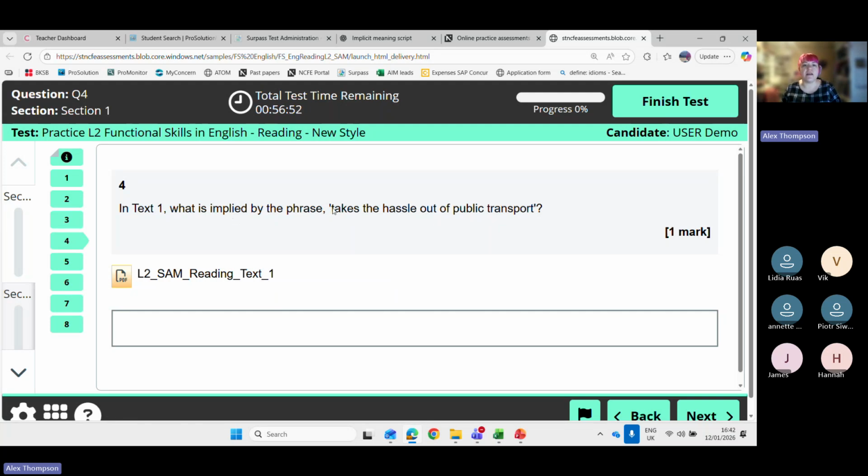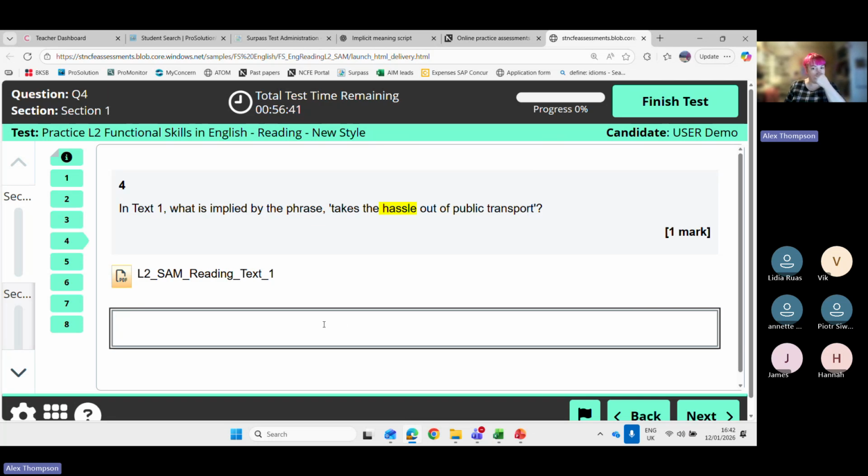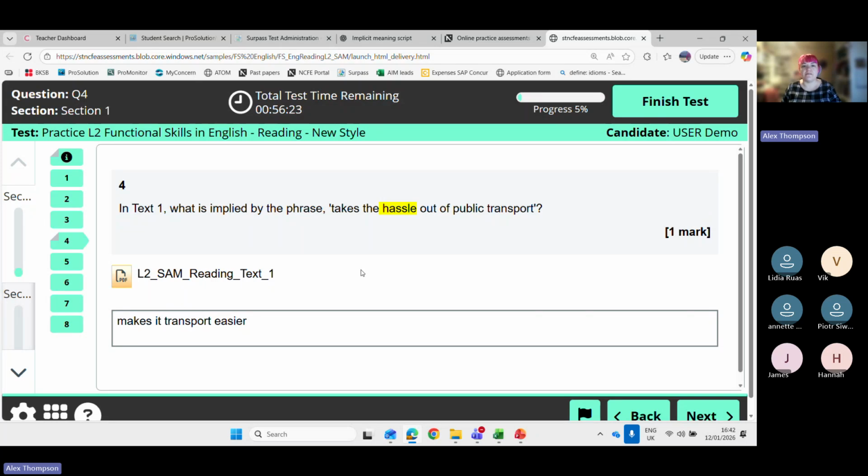Look at this one. It says, what is implied by the phrase, it takes the hassle out of public transport? Another word for hassle could be stress. And if we're taking the stress out of something, we would essentially write, it makes it easier, or it makes getting public transport easier. Again, the exam board will allow lots of different suggestions of how you've written it, as long as they all mean the same thing.